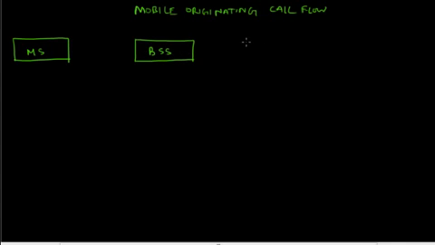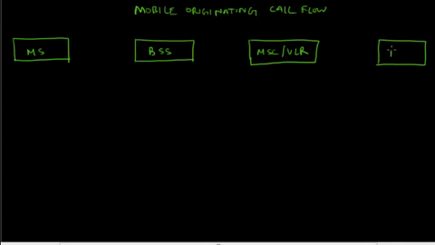BSS. MSC, VLR, and PSTN. So we're assuming that the location update has already happened and MS wants to make a phone call to a landline number in PSTN.